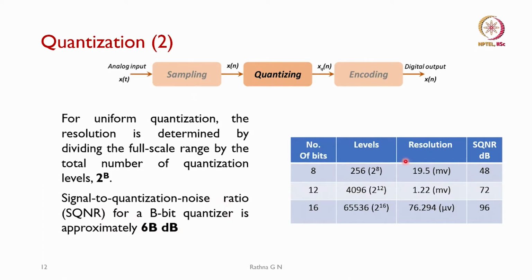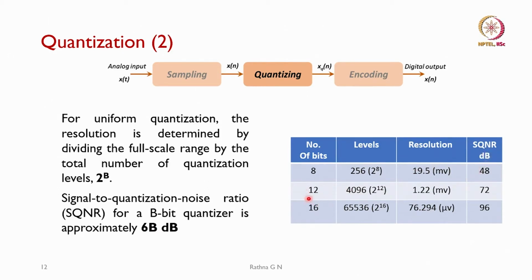As shown in the table here, if I use 8 bits, B is equal to 8, then the levels I can represent are 2 power 8, which is 256 levels. The resolution is determined by the full scale range. If we take it as 5 volts, then each sample is represented at a 19.5 millivolt level, and for 6 into 8, the signal to quantization noise ratio is going to be 48 dB.